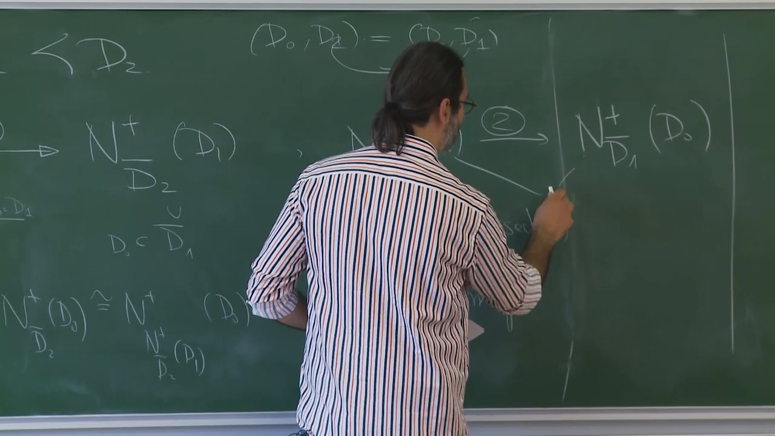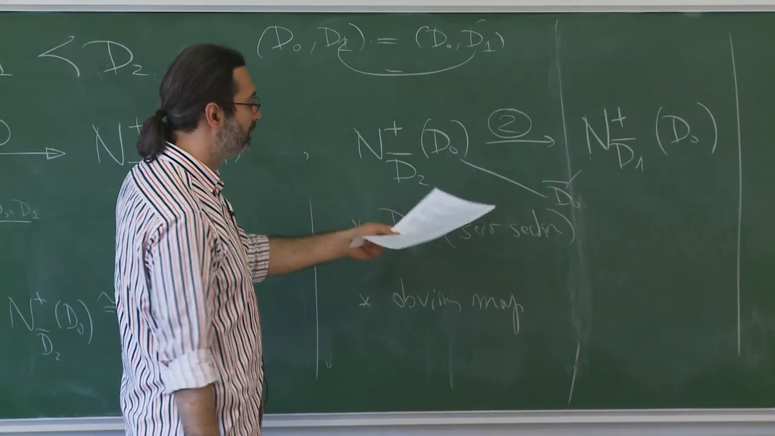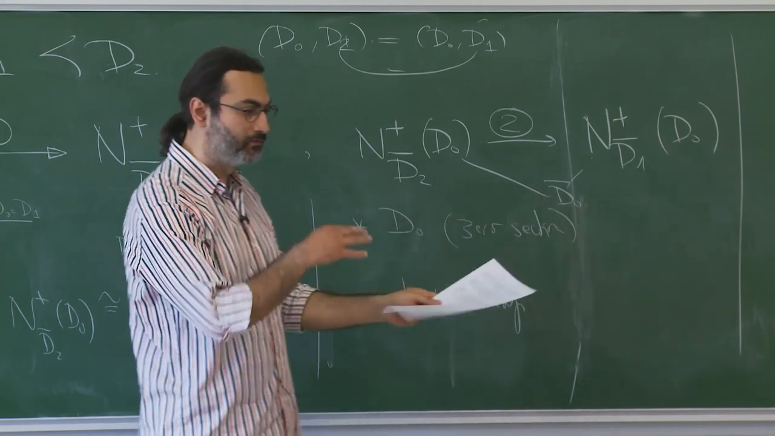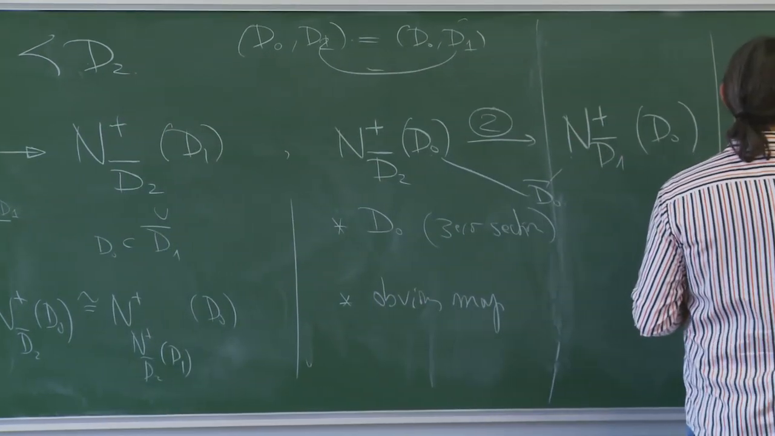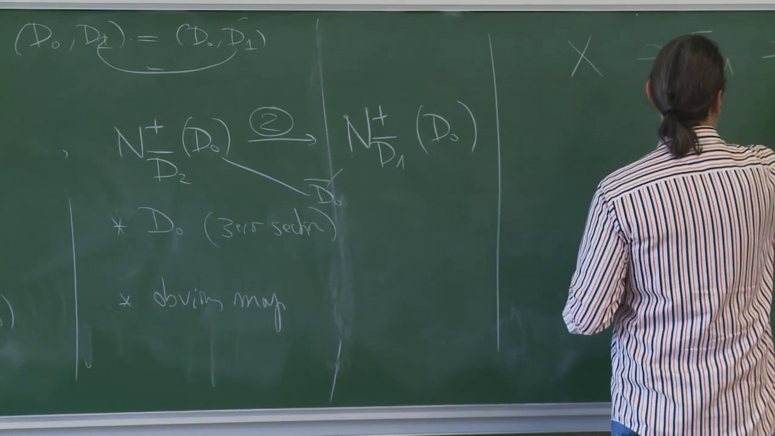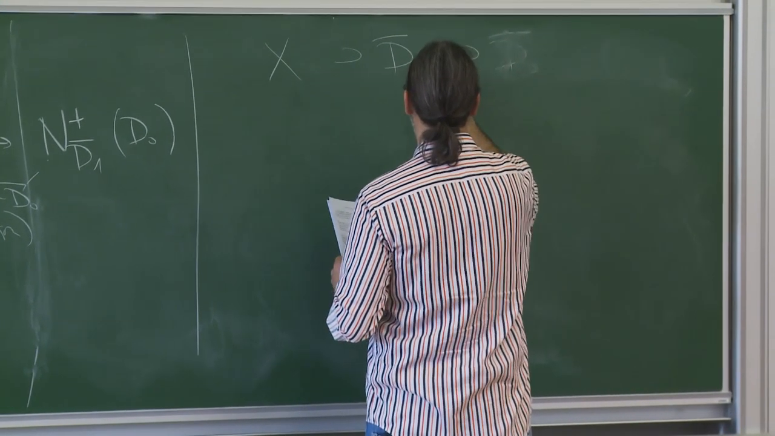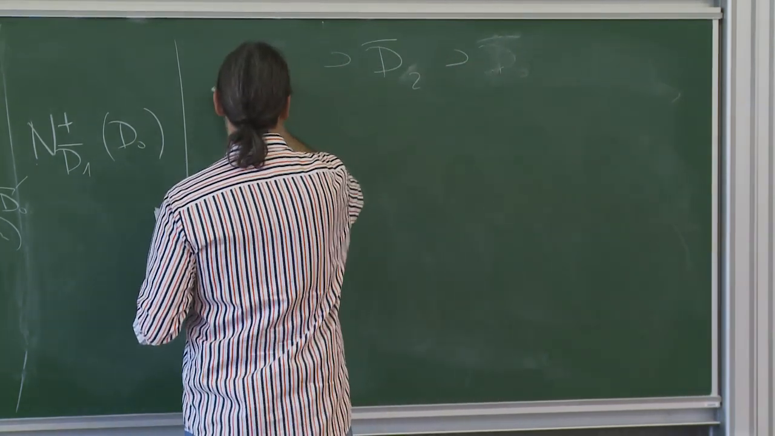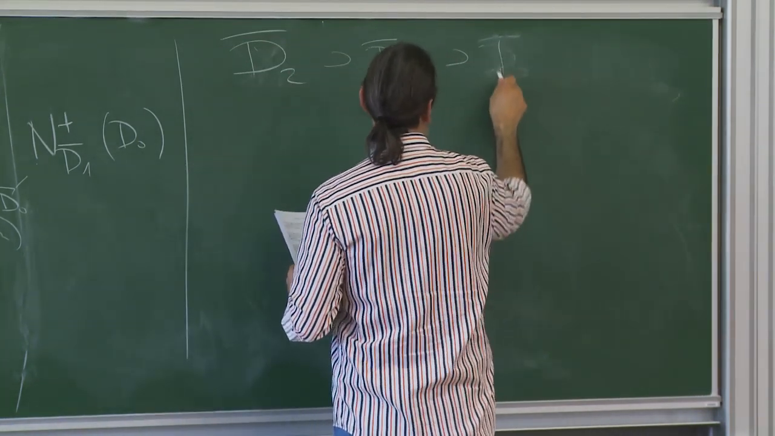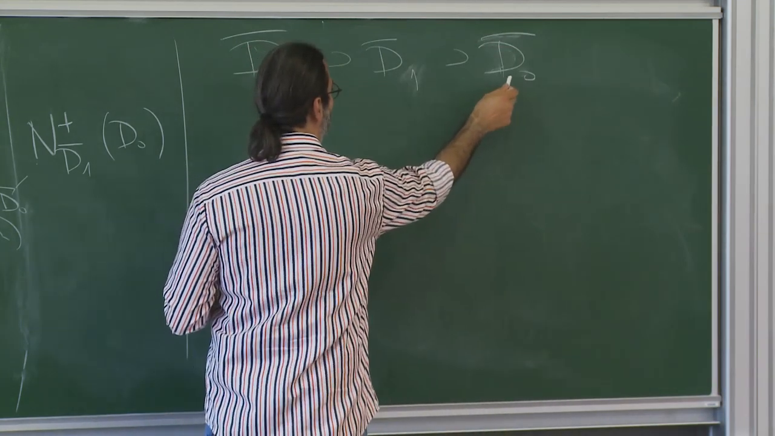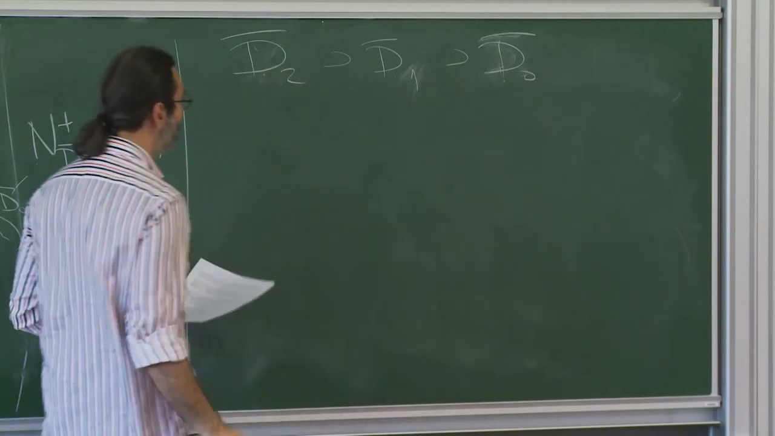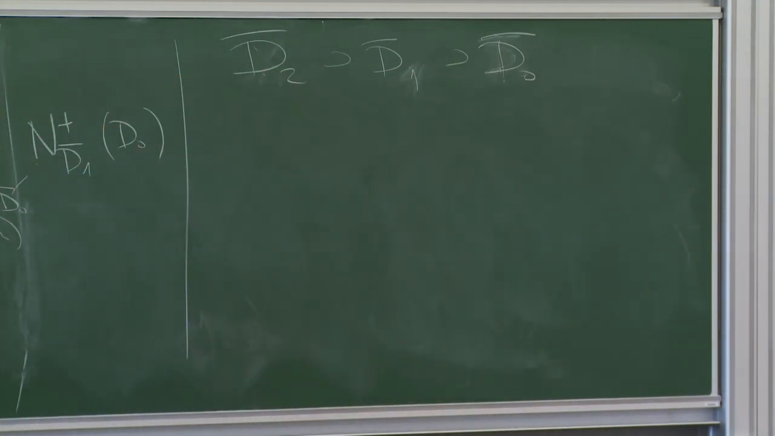Both of them are over D0 bar, and they are normal bundles over D0 bar. But one is for a, so you see, we have the situation: you have X, we have D2 bar, D1 bar, D0 bar. I'm taking the normal cone of D0 inside here and the normal cone of D0 inside D1. And you see that there is a map from one to the other. Yeah, in fact, there are two maps.